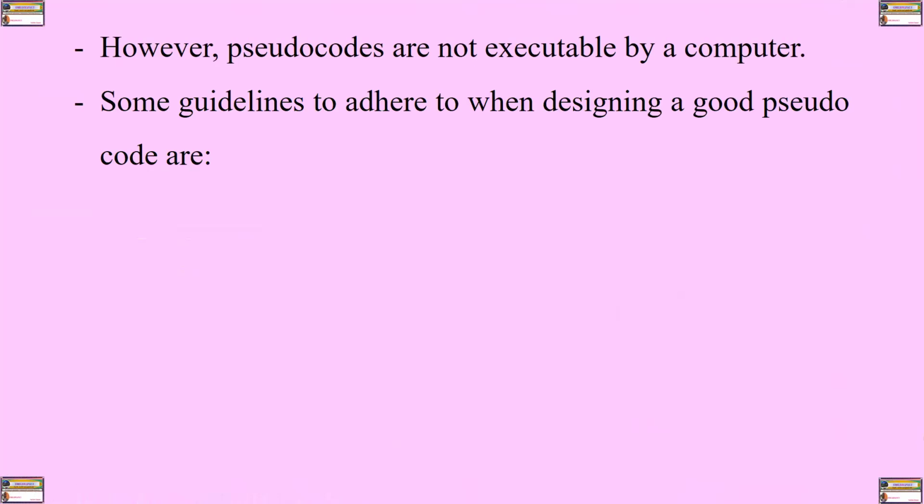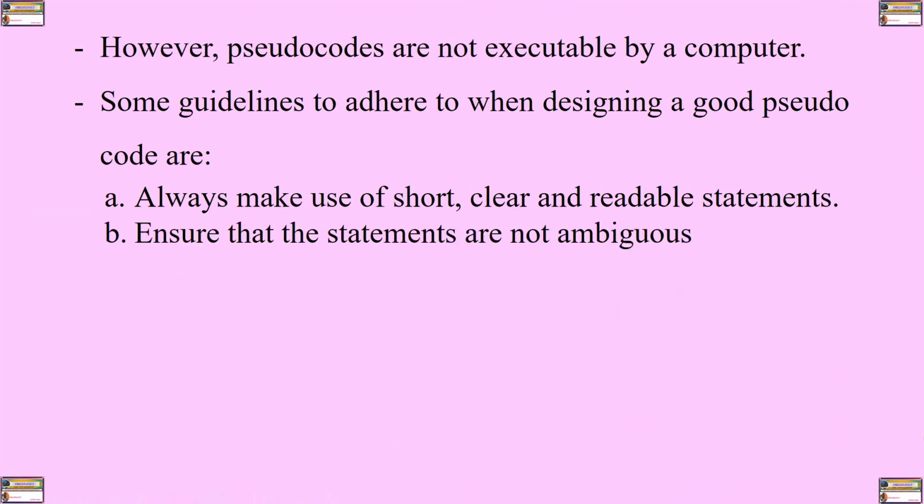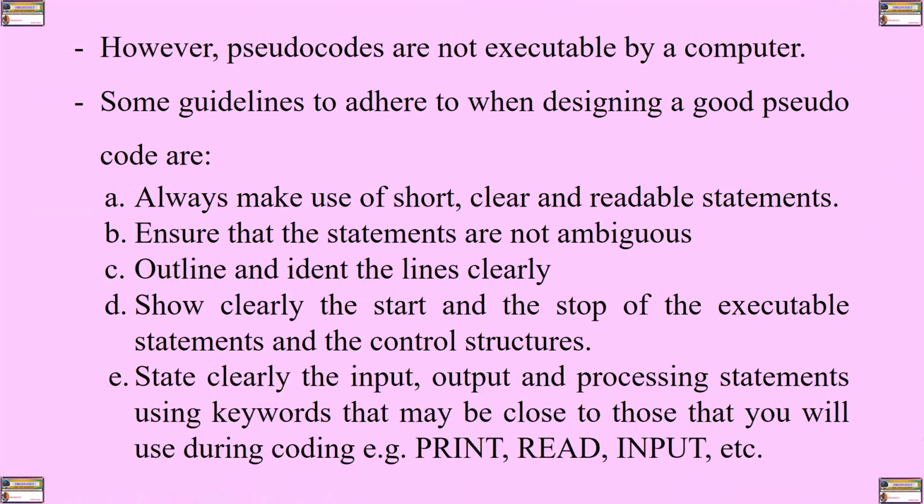Some guidelines to adhere to when designing a good pseudocode are: number one, always make use of short, brief, and readable statements. Number two, ensure that the statements are not ambiguous. Number three, outline and indent the lines clearly. Number four, show clearly the start and the stop of the executable statements and the control structures. Number five, state clearly the input, output, and the processing statements using keywords that may be close to those that you'll be using during coding, such as print, read, input, etc.